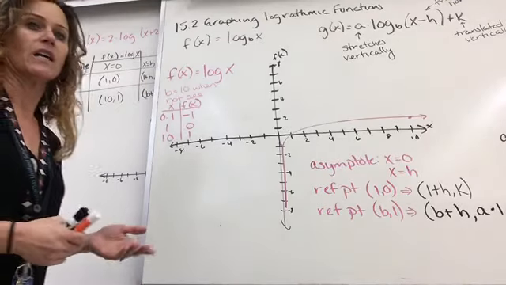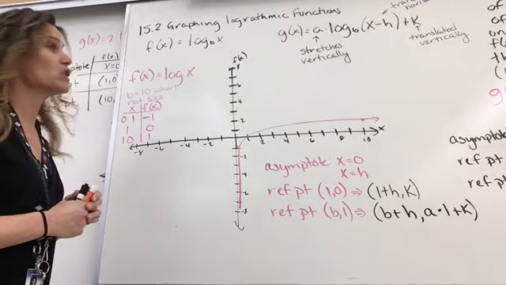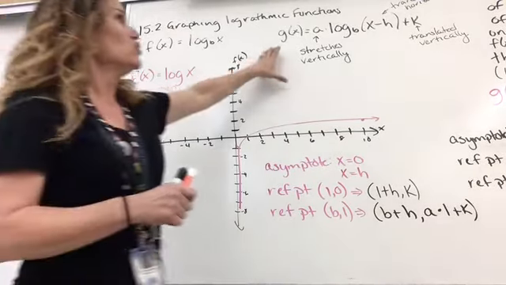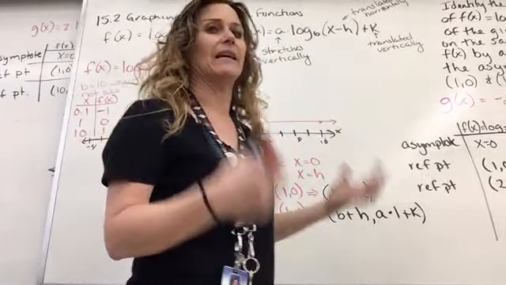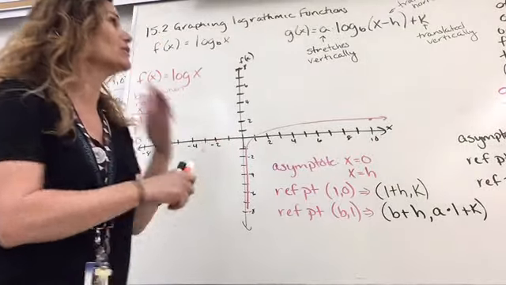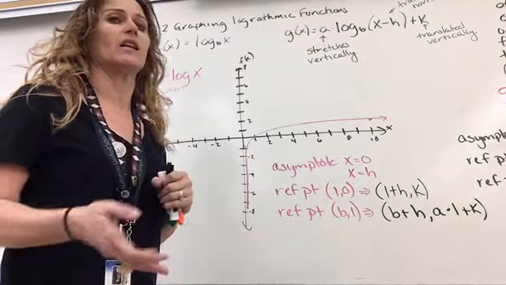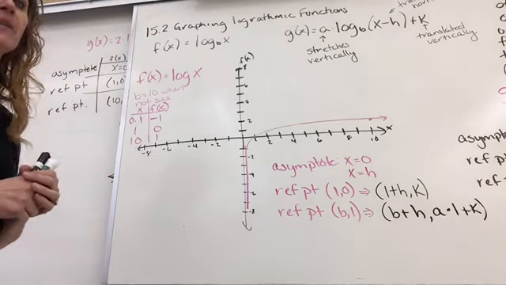All right, talking about graphing logarithmic functions. f of x equals log base b of x. g of x equals a times log base b of x minus h, plus k. Ladies and gentlemen, that a and that h and that k, they're all doing the same thing. a stretches the graph vertically, h translates it horizontally, the opposite direction of what it's showing, and k translates vertically.